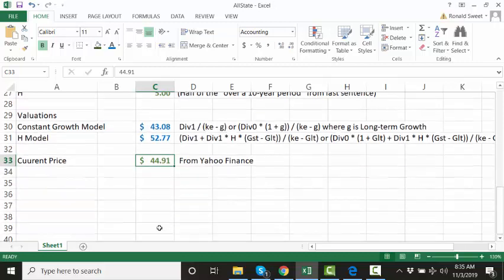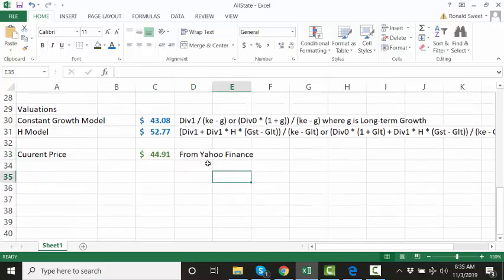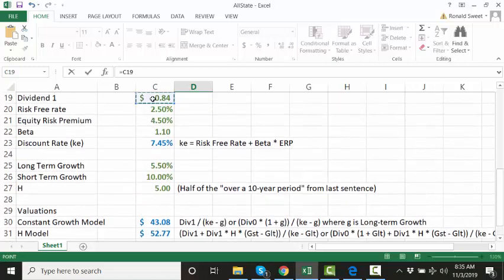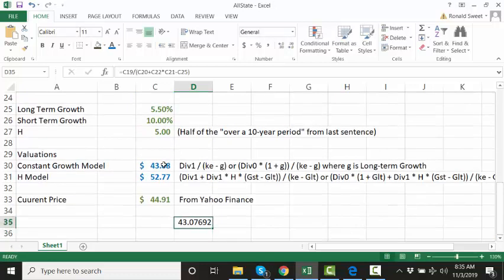So we are going to create a data table. To do the data table, we need to replicate that $43.08, but we need to have the entire formula, including the entire formula for the discount rate. So we're going to take dividend 1, the 84 cents, divided, and here we're not going to click on the discount rate. We're actually going to do the entire equation, 2.5% plus beta times the market risk premium, minus our long-term growth rate, and we should get the exact same answer we got before, $43.08. Sure enough, we did. So now we're going to create a data table.